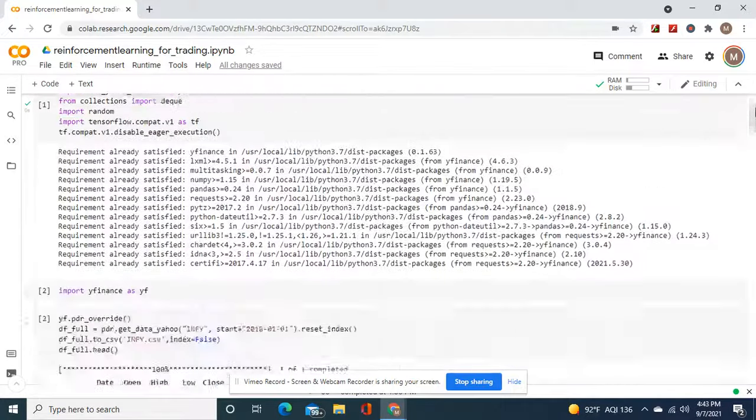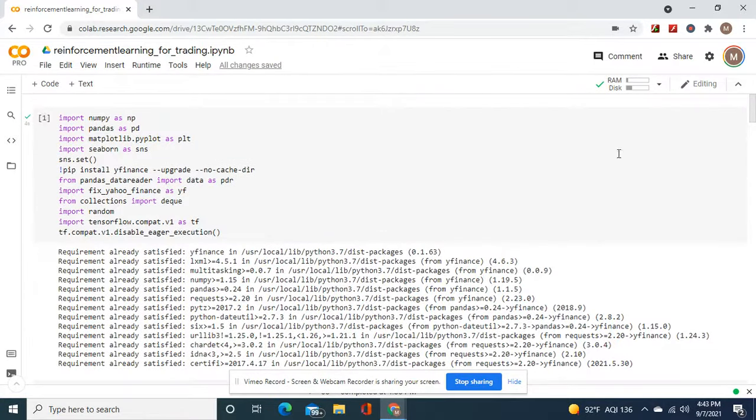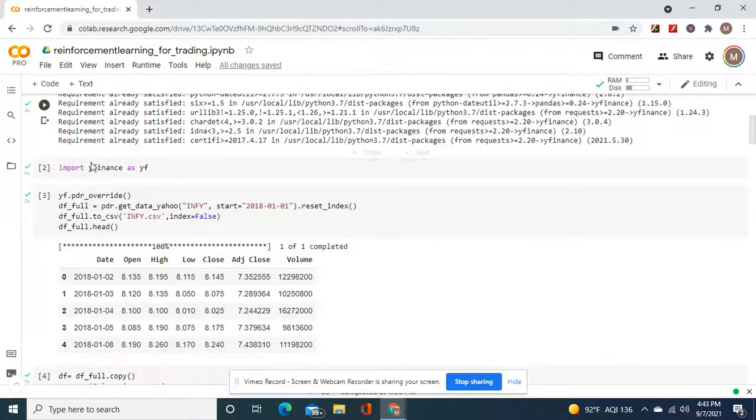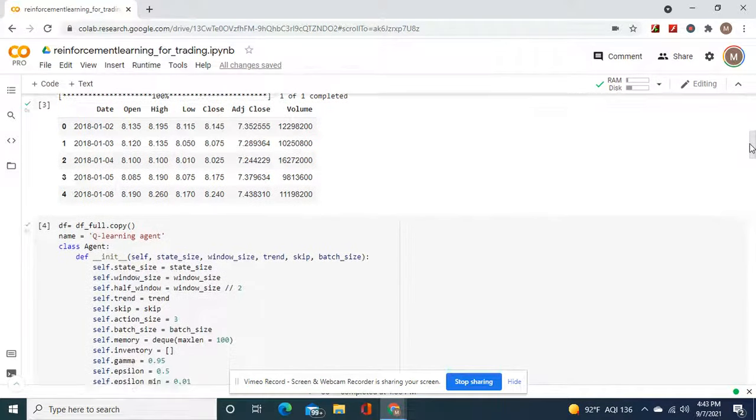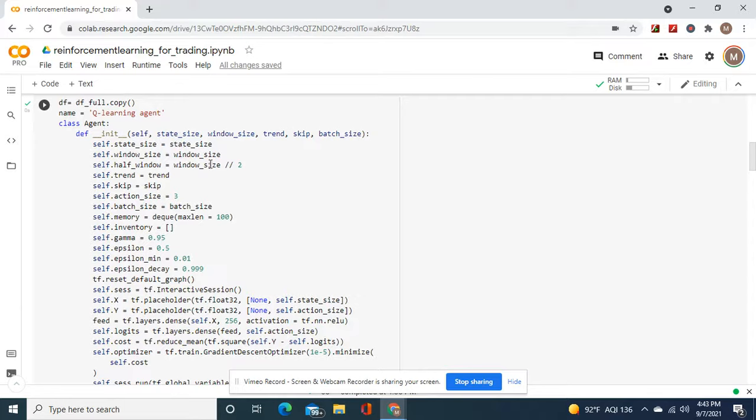Okay, guys, we're going to do reinforcement learning. Well, actually, more specifically, deep Q learning for trading. You're going to import all of this, and then import yfinance as yf. Override, and then you're going to get this specific data set. to_csv, index equals false, df_full equals head. Name the agent whatever you want.